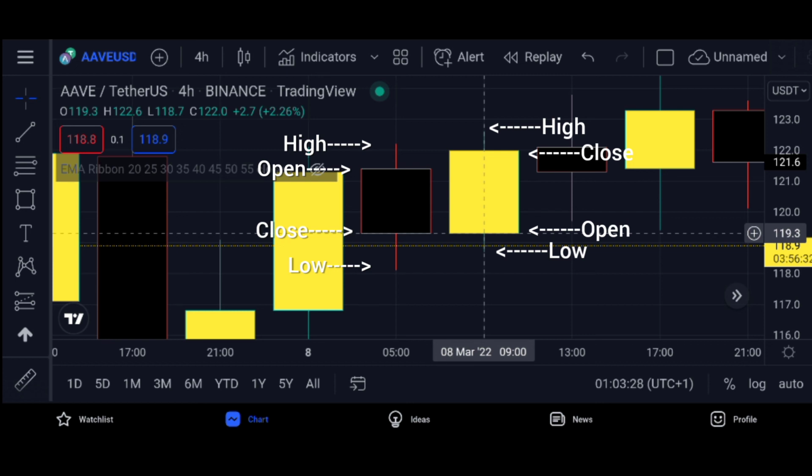We have chart patterns coming, candlestick patterns coming, explaining all these things to you and breaking it down. We're going to explain support, resistance, trend lines, and the likes.